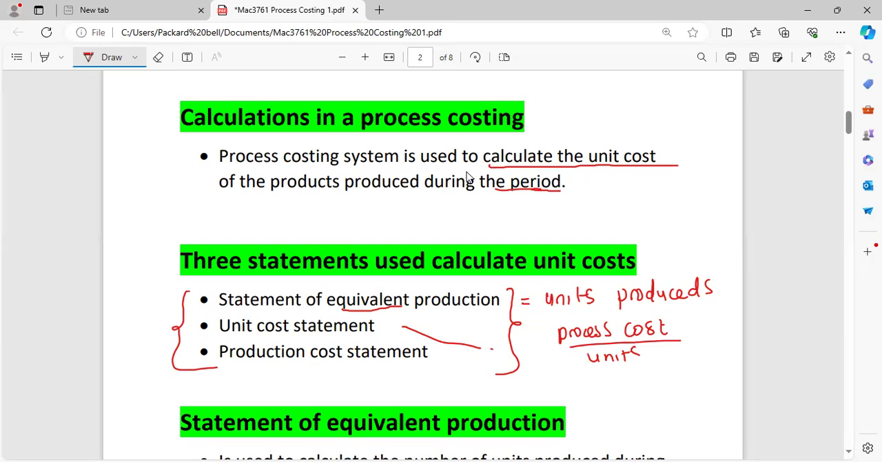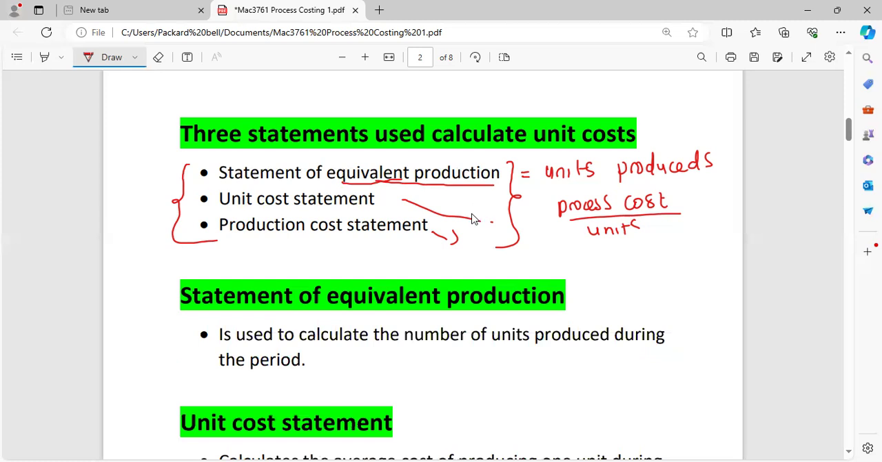Then we should be able to do the production cost statement. A production cost statement is just converting this statement of equivalent units into monetary terms. That's the production cost statement, which means you are now going to come to this statement of equivalent production. All the units that are there, remember here on the statement of equivalent production, we'll have finished goods. Then we'll have normal loss.